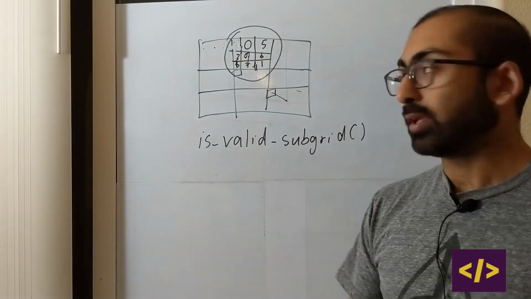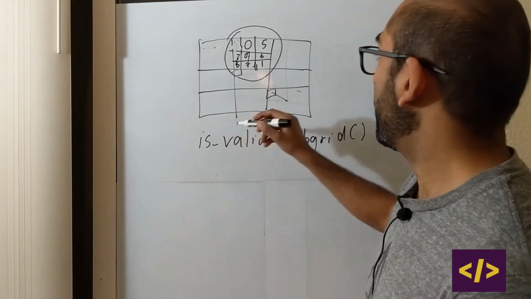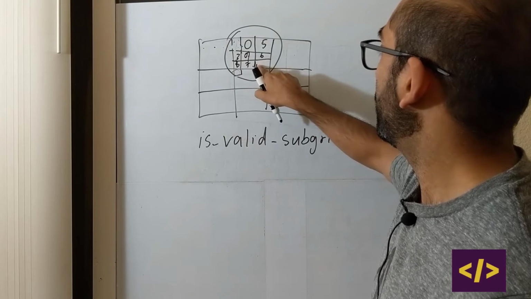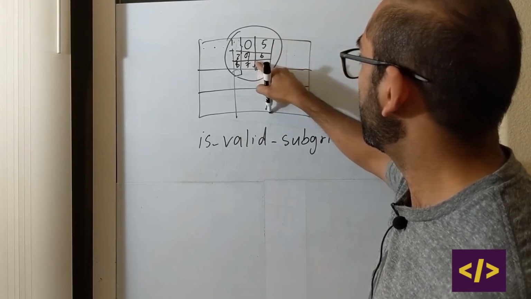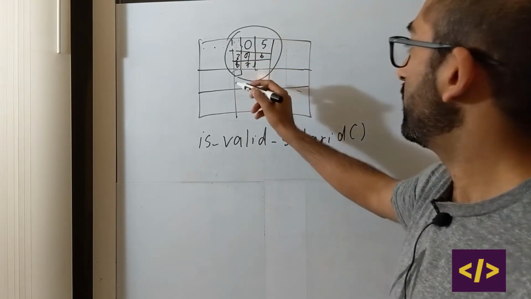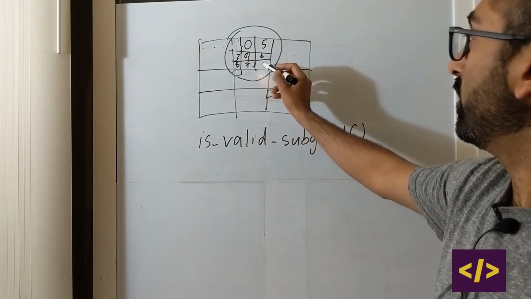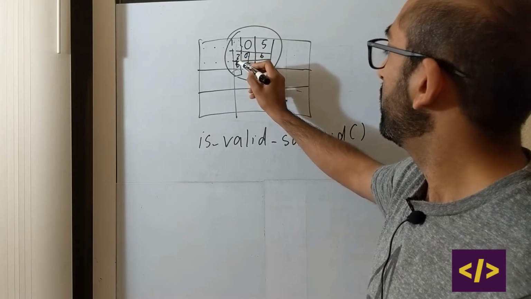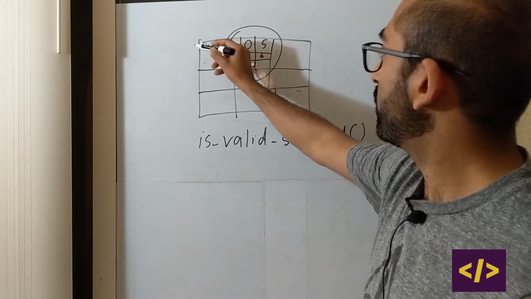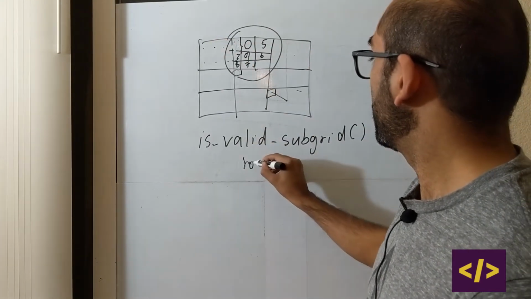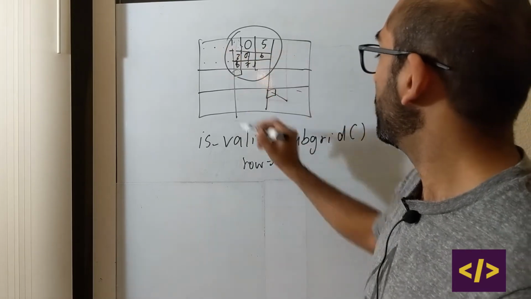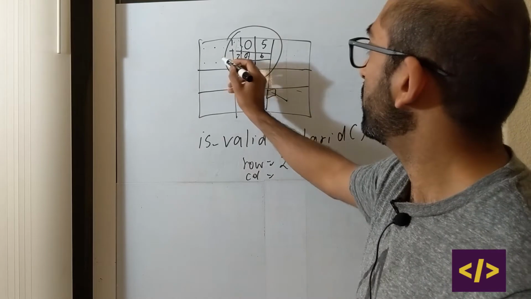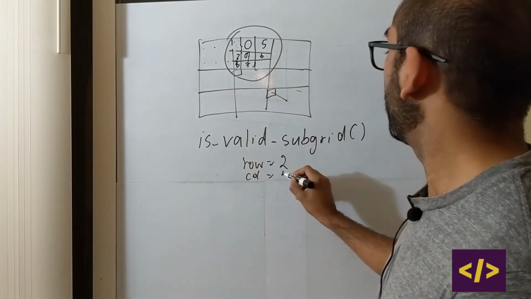Okay, now let's do an example. Let's assume that we have to check what value needs to come here. Okay, again, somebody now tell me what's the position of that. So yeah, the row would be 0, 1, 2, and the column number is 0, 1, 2, 3, 4, 5.